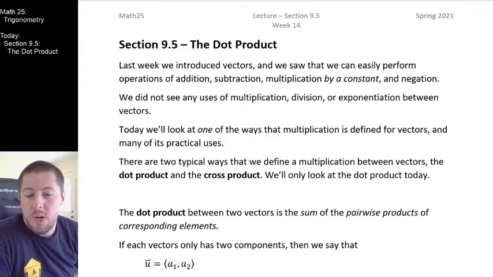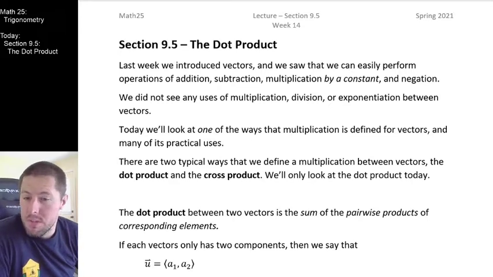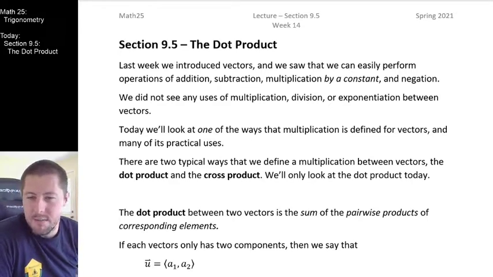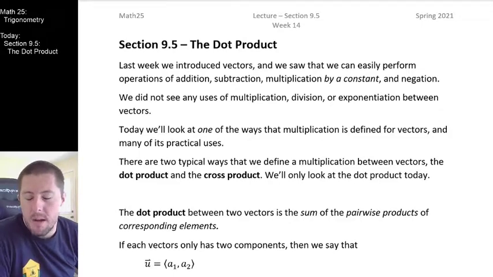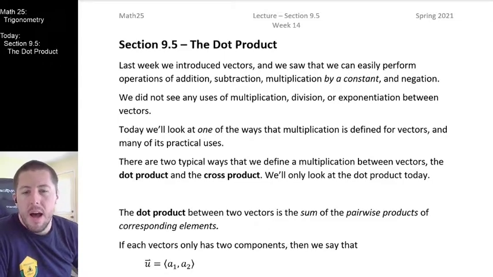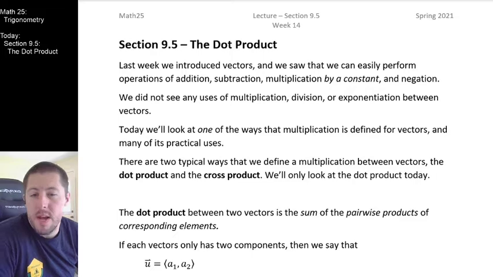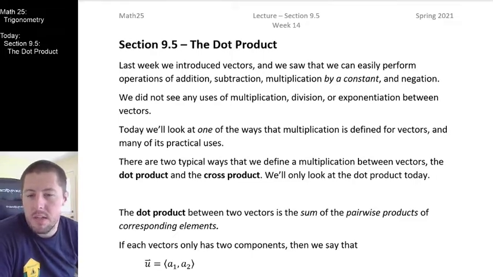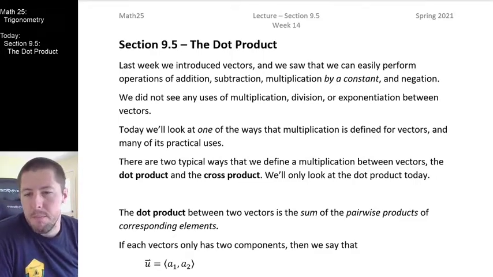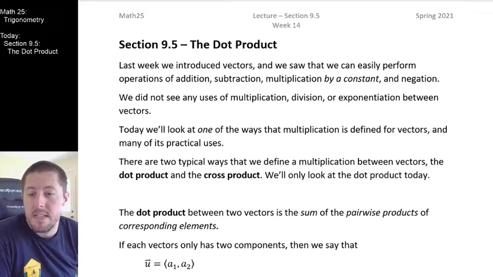So today we're going to look at one of the ways in which multiplication is defined between vectors. There are multiple reasons to define different multiplications between vectors. We're going to look at one of the most useful ones here today. The two most standard ways to define a multiplication between vectors are referred to as the dot product and the cross product. The cross product usually comes up a little bit more in calculus related topics, so I'm going to leave that one off for today. Today we're going to talk about the dot product, and we're going to see that it has a close relationship to some trig ideas.